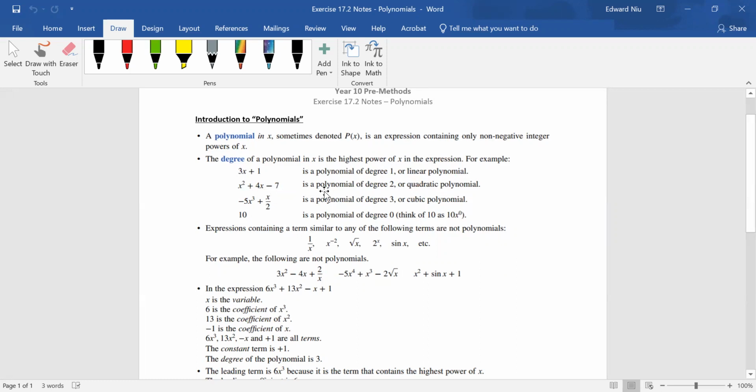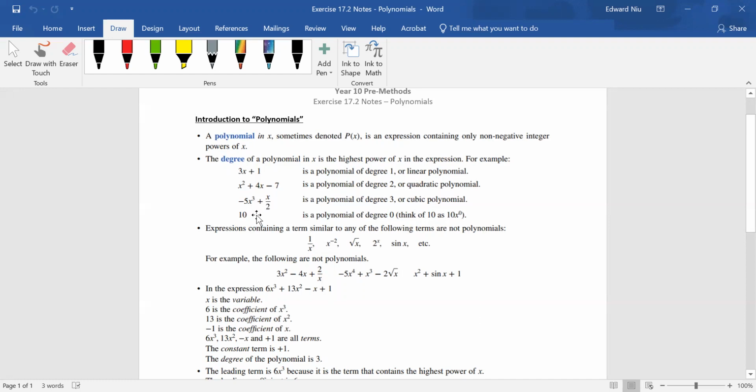What we say here is the polynomial has a degree of 2 because the x has a power of 2, and that's the highest degree. In other words, we can call this a quadratic polynomial. In the expression negative 5x cubed plus x on 2, this is a polynomial of degree 3. In other words, a cubic polynomial. And this one we haven't seen so much of just yet.